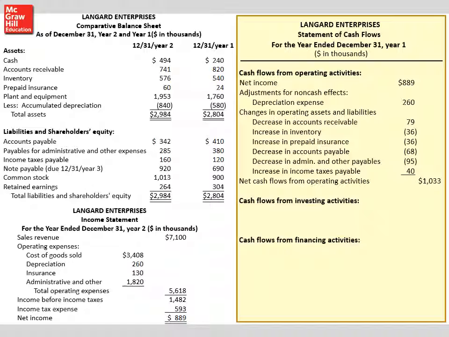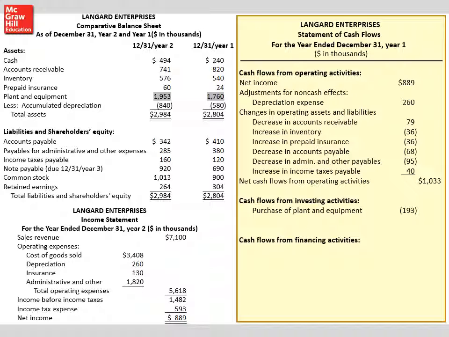Now what's the significance of that? The only change was adding more depreciation expense. So that means we didn't sell any property, plant, and equipment. If we did, accumulated depreciation would have decreased. So that change in property, plant, and equipment from 1760 up to 1953 is a purchase. And since there's no other information here that I could see, the assumption is the company paid cash for that $193,000 in property, plant, and equipment.